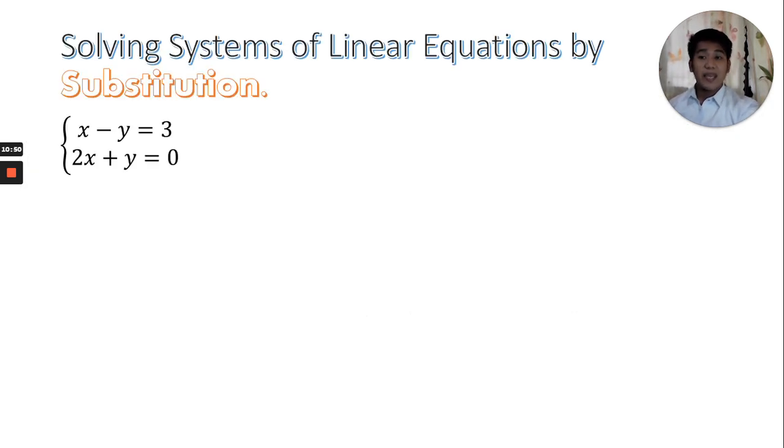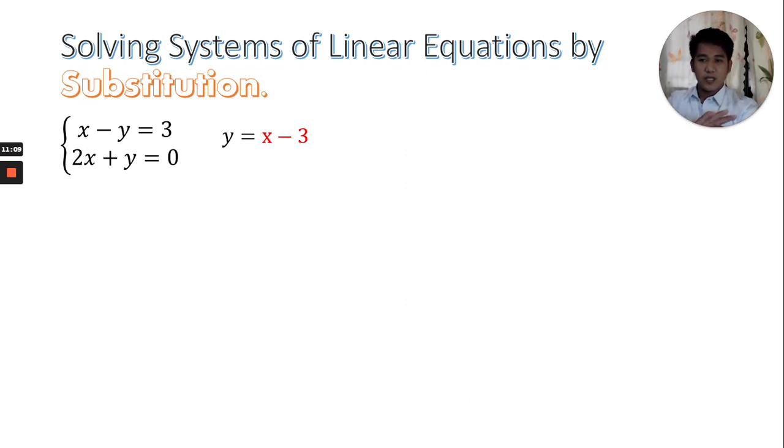Given the system, again, the same system that we use in graphing, let's check if we will come up with the same solution. Of course, we should. So we have y is equal to x minus 3. That is the first step: solve for one variable.